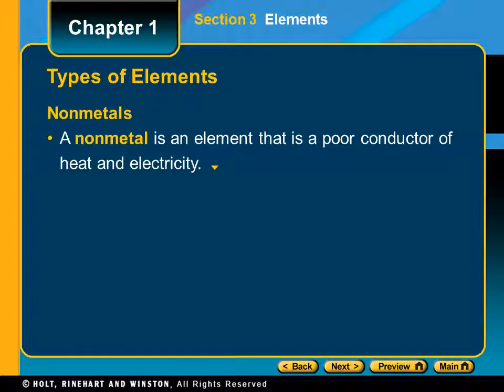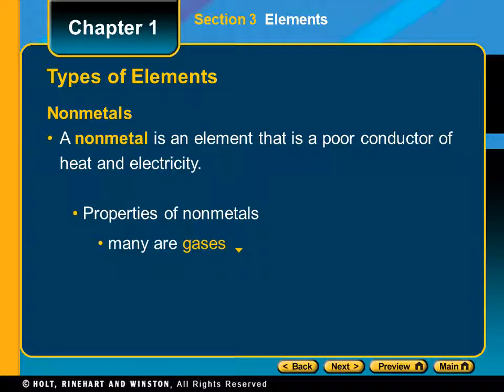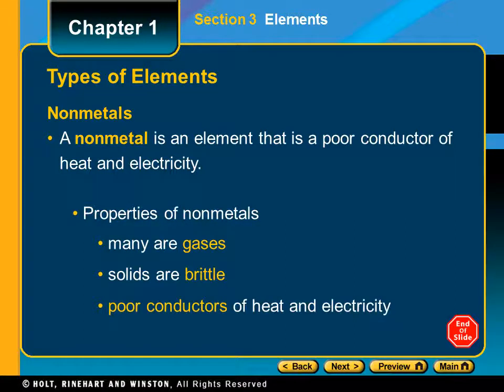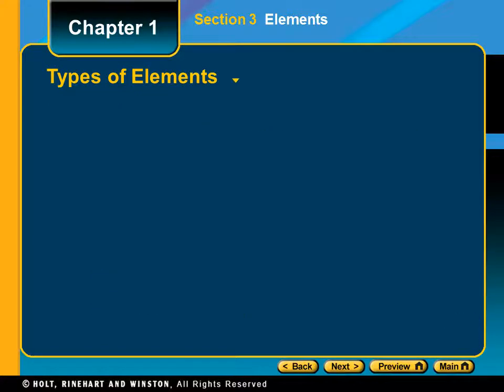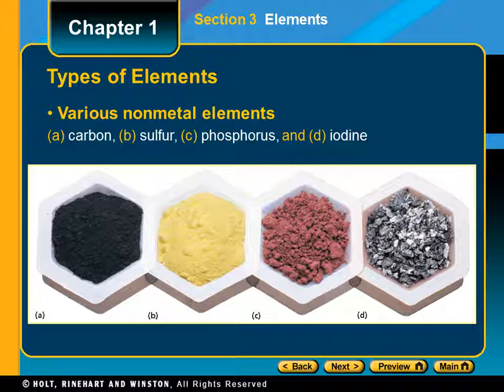Then there are nonmetals. Nonmetals are poor conductors of heat and electricity. Many nonmetals are gases at normal room temperatures. They are brittle if they are solids. They do not conduct heat and electricity well. And then you see pictures here of pretty common nonmetals: carbon, sulfur, phosphorus, and iodine.